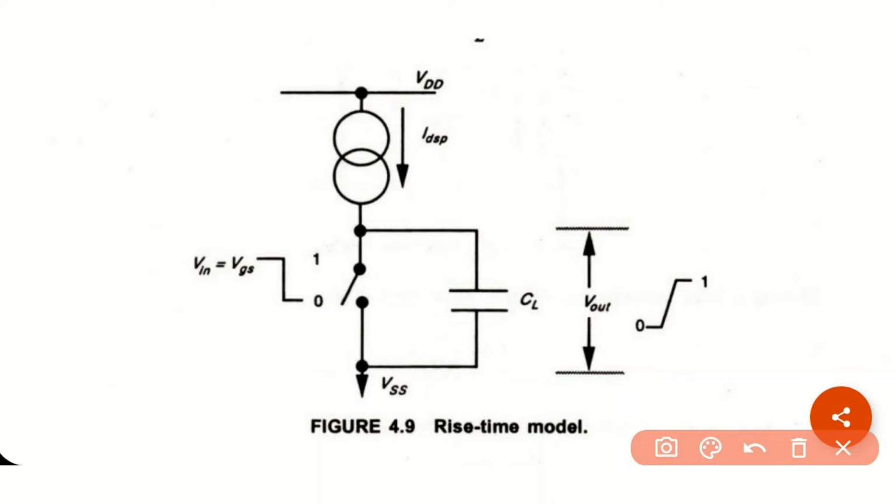So this is your capacitor CL, the load capacitance. Then we have IDSP, the current, and here we have two logic levels, 0 and 1. We are charging and then discharging. 0, 1. Now the saturation current.